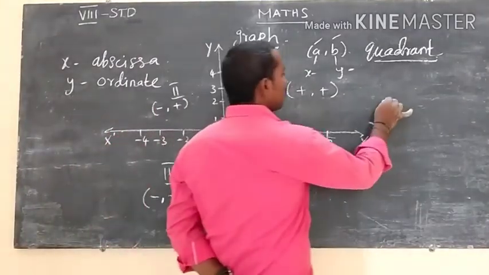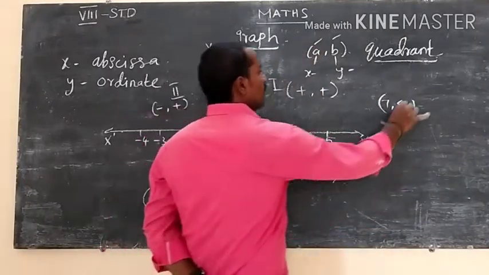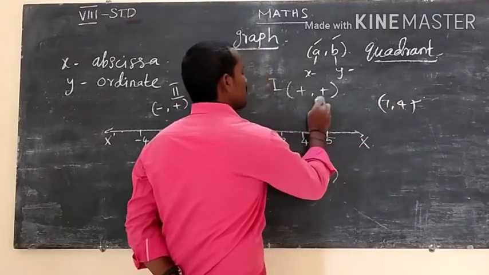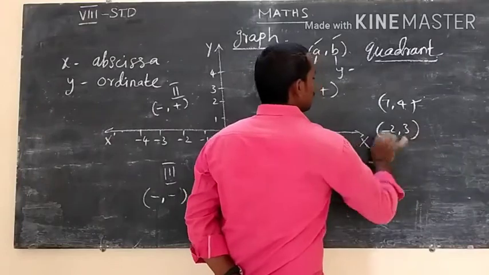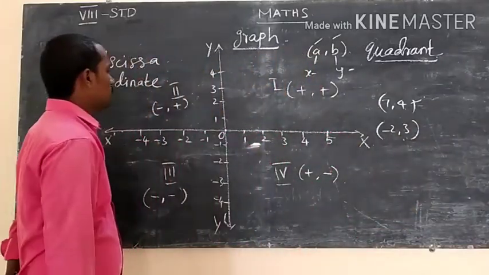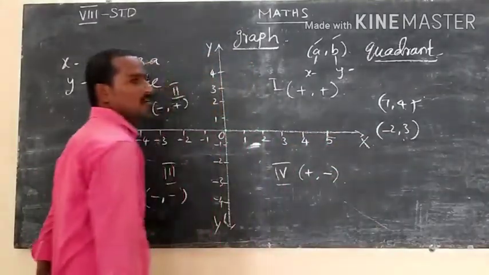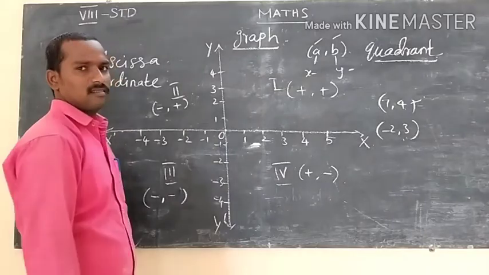For example, if we get the point (7, 4), the point lies in the first quadrant because 7 is plus and 4 is plus, plus comma plus. If you have (-2, 3), the point lies in the second quadrant, minus comma plus. So these are the quadrants and signs.